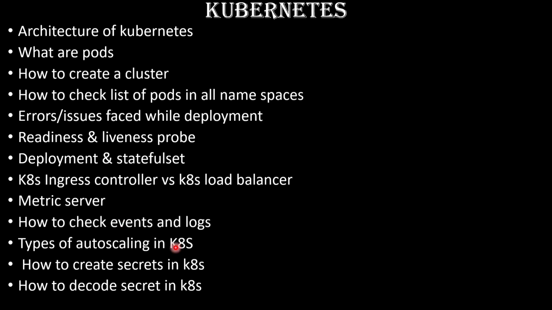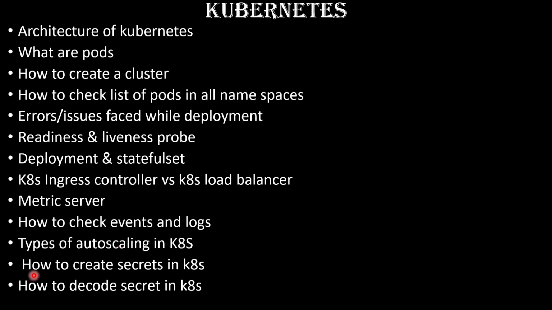How do you check events and logs? We'll use the command called kubectl describe pod, or kubectl logs space pod name, that will give the list of events and logs. What are the types of autoscaling we use? We use HPA configuration, horizontal pod autoscaling, or vertical pod autoscaling. Both we can use.